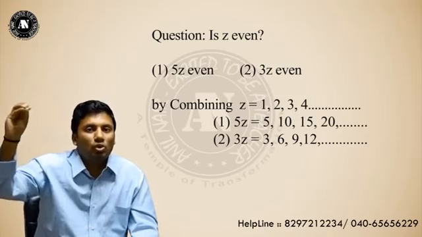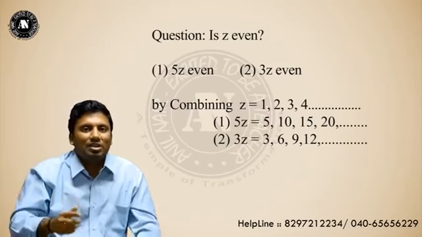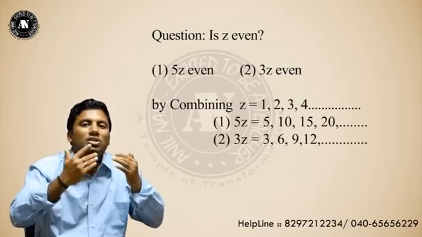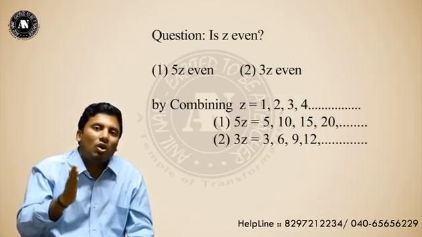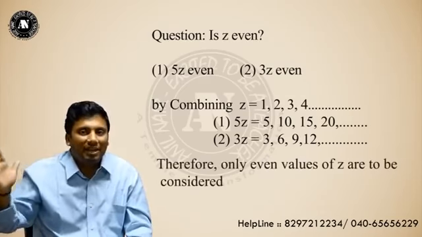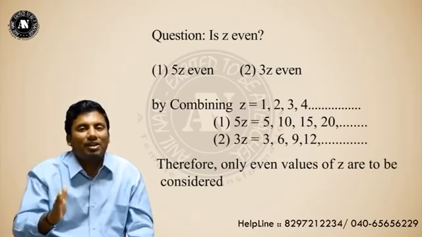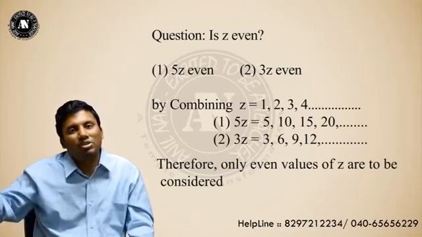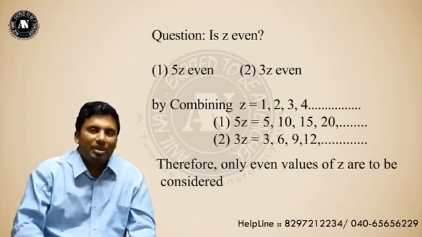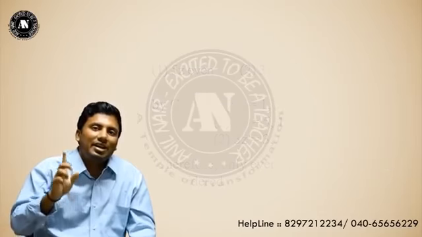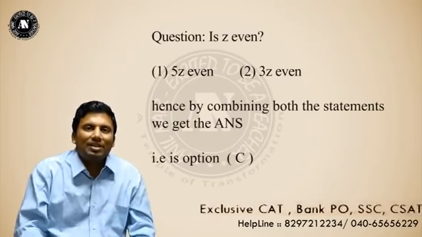Z is 2, 5 into 2, 10, even? Yes. 3 into 2, 6, even? Yes. That means even though you got 2Z as even, and Z as 1, 2, 3, 4, not all the values of Z can be taken, only the even values of Z can be taken. So Z's final answer will be 2, 4, 6, 8 and so on. So Z is even. Z is even when you combine both the statements together.